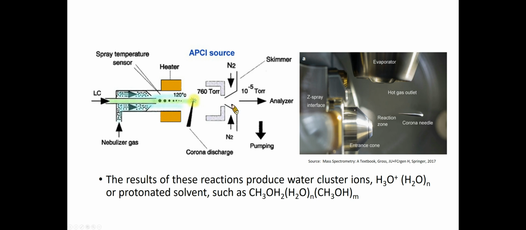The nebulizer consists of three concentric tubes. The eluent is pumped through the innermost tube, and nebulizer gas and make-up gas flow through the outer tubes. The combination of the heat and gas flows dissolves the nebulized droplets, producing dry vapor of solvent and analyte molecules. The solvent molecules are then ionized by a corona discharge. The results of these reactions produce water clusters or protonated solvent, which can further initiate the chemical ionization.